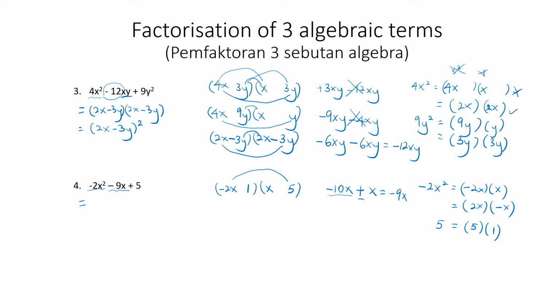So negative 10x, I must put positive so that when I expand this, I get negative 10x, and to get an x, I must put positive. So when I expand this, I get an x. So these are the factors. This is the answer: negative 2x plus 1 and x plus 5.